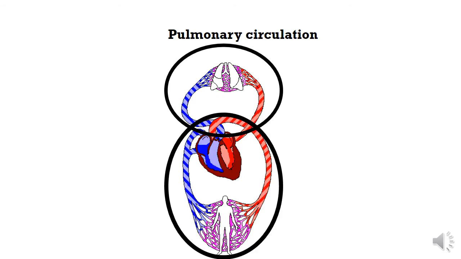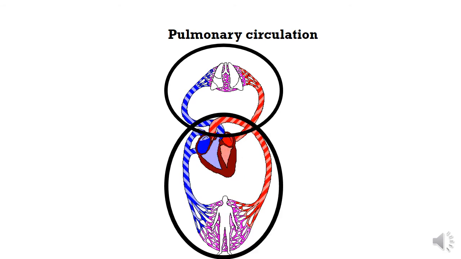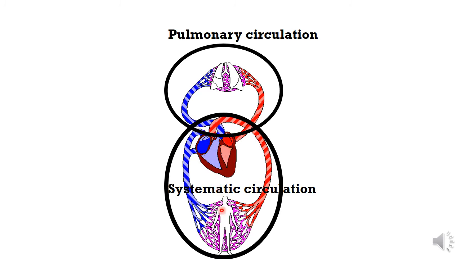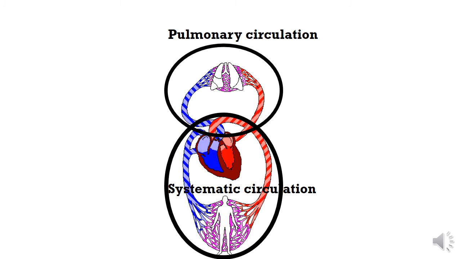The second part of our circulatory system is known as systemic circulation, and this is where the oxygenated blood, after it returns from the lungs, is carried back to the rest of the body to supply it with oxygen, and then the deoxygenated blood returns to the heart to be pumped back to the pulmonary circulation, and the cycle happens again and again.